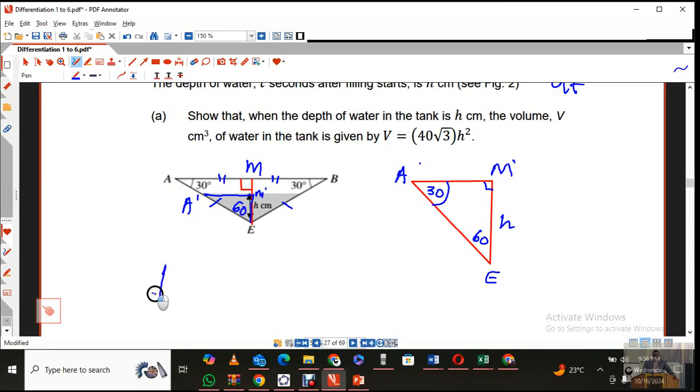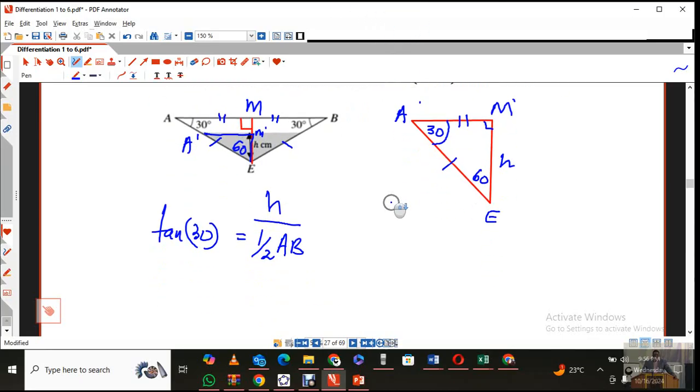So the tangent of 30 degrees, tangent of 30 is going to be, so whatever this distance is, remember, is opposite, which is H, over half of AB. You agree with me? Whatever AB was, we're now finding half of AB. Is that making sense to you? So let's play around with that.